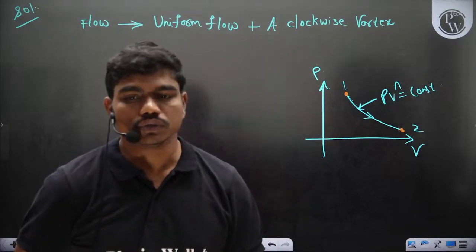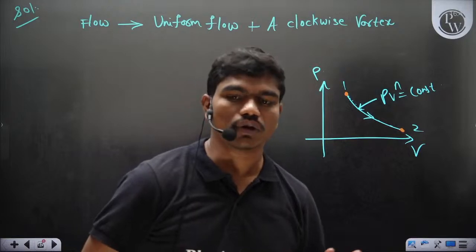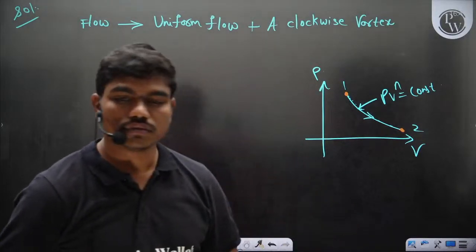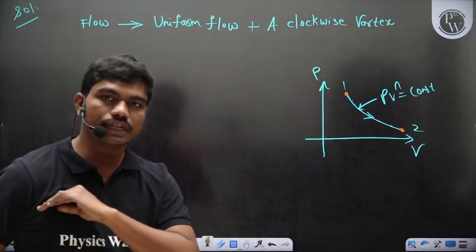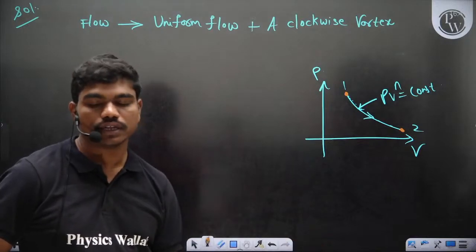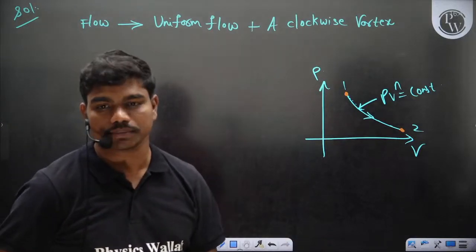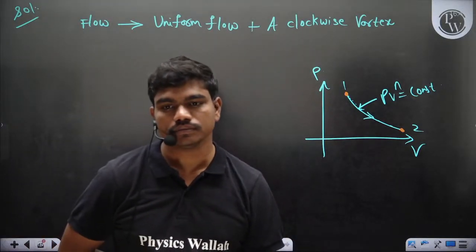For a polytropic process you can use it, but not for non-quasi-static processes. Okay, means if there is some sudden rapid movement of the piston, then you cannot use these expressions.